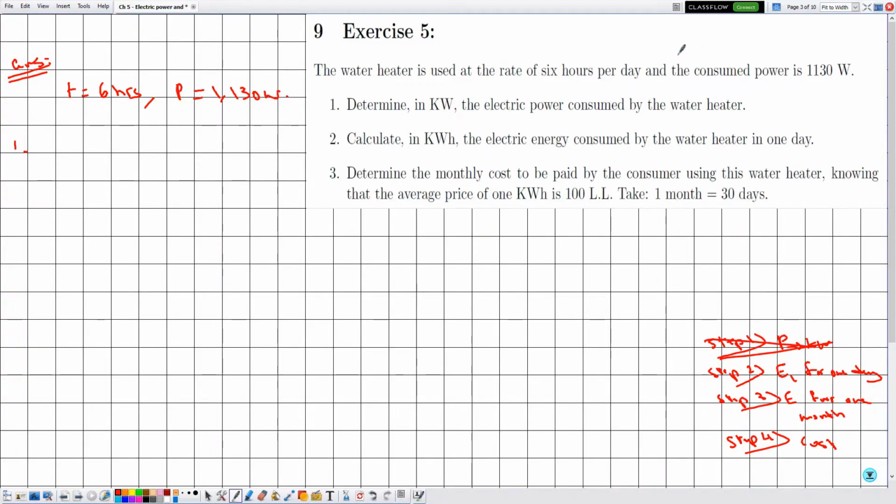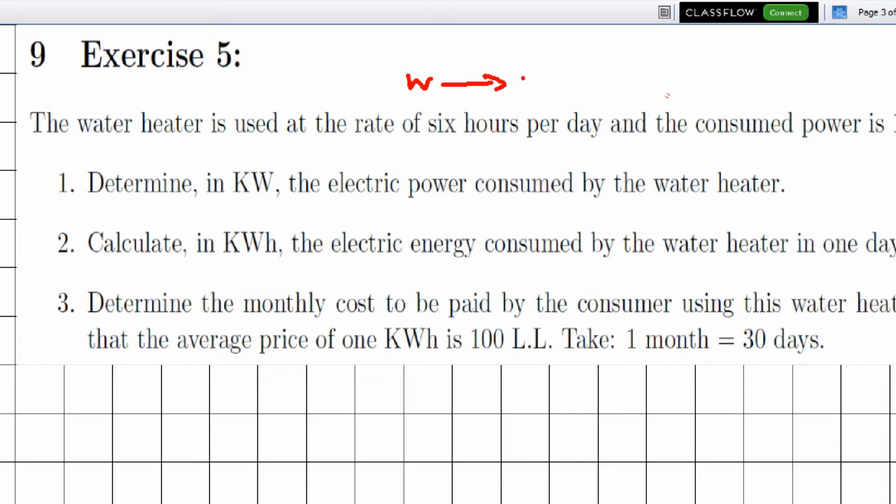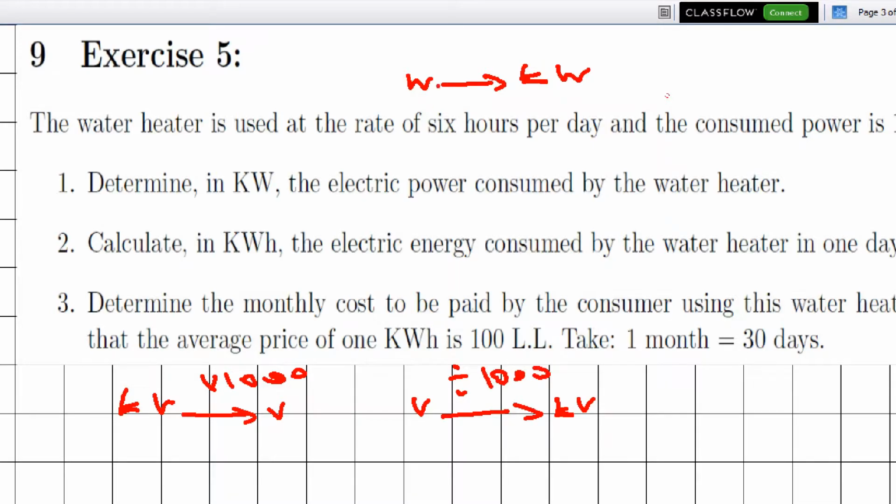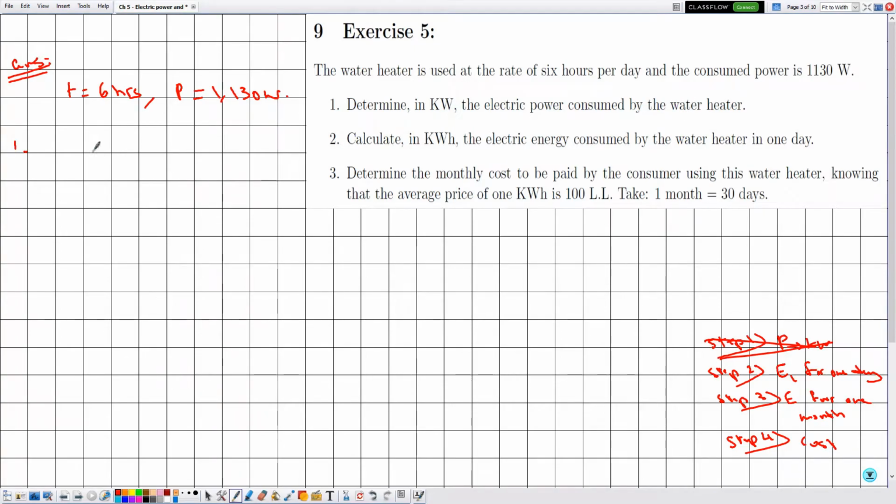So in order to convert watts into kilowatts, recall that in order to convert from, say for example, kilovolts into volts, we multiply by 1000, which means that from volts to kilovolts, we need to divide by 1000. Similarly here, in order to convert from watt to kilowatt, we divide by 1000, okay? So P, which is equal to 1130 watts, is equal to 1130 divided by 1000, which is equal to 1.13 kilowatts. So simply the power P is given by 1.13 kilowatts.